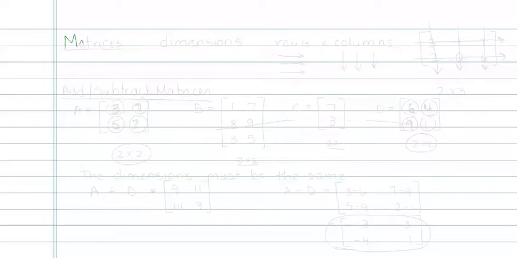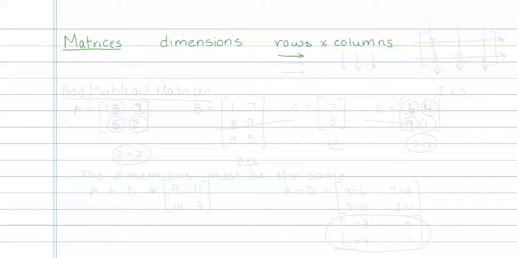Over matrices. Some of the basic skills that we have gone over. The first thing is the dimensions. The dimensions of a matrix are going to be the rows by the columns.